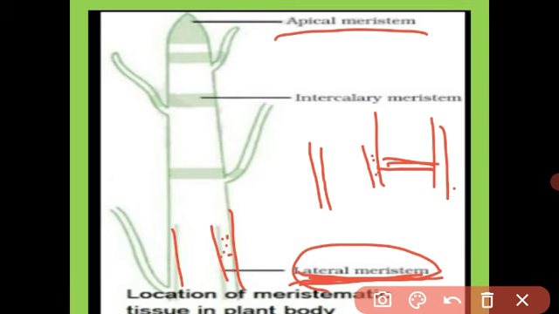Understood? It means all the meristematic tissue leads the growth of the plant. It is elongation, otherwise it thickens the diameter.